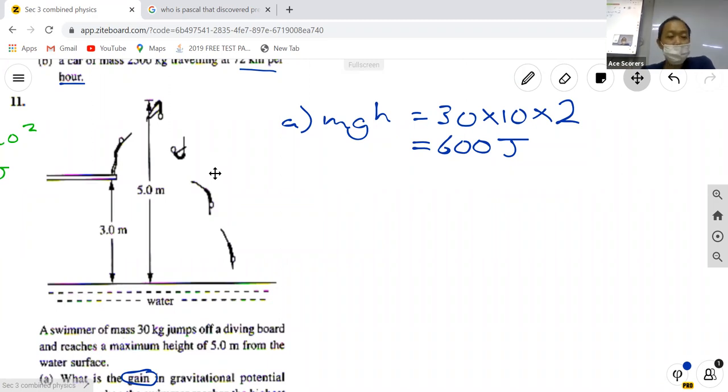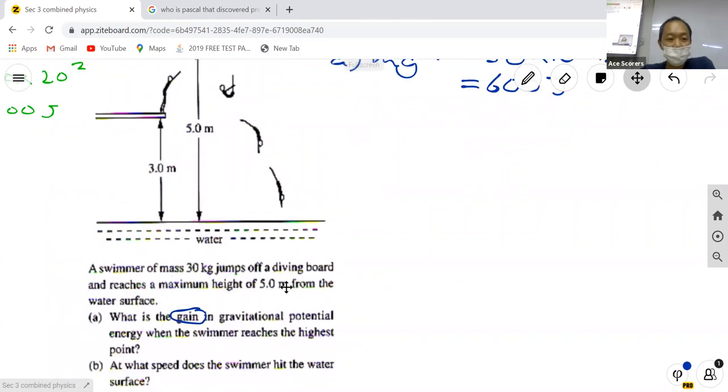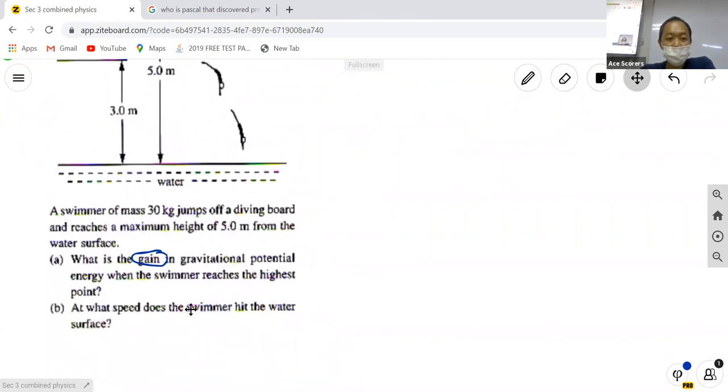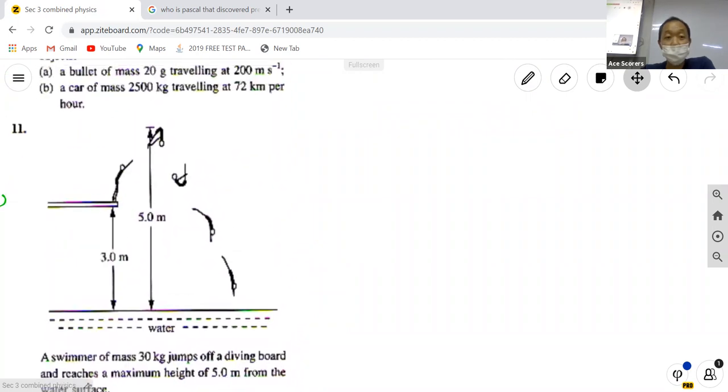So what's the COD again? GPE convert to KE, right? Isn't it the same as what we did just now? At what speed does the swimmer hit the water surface?